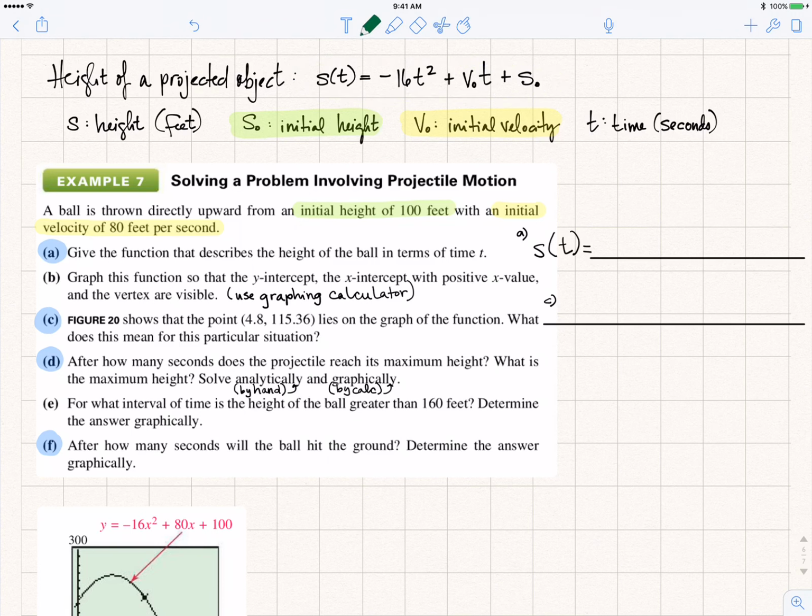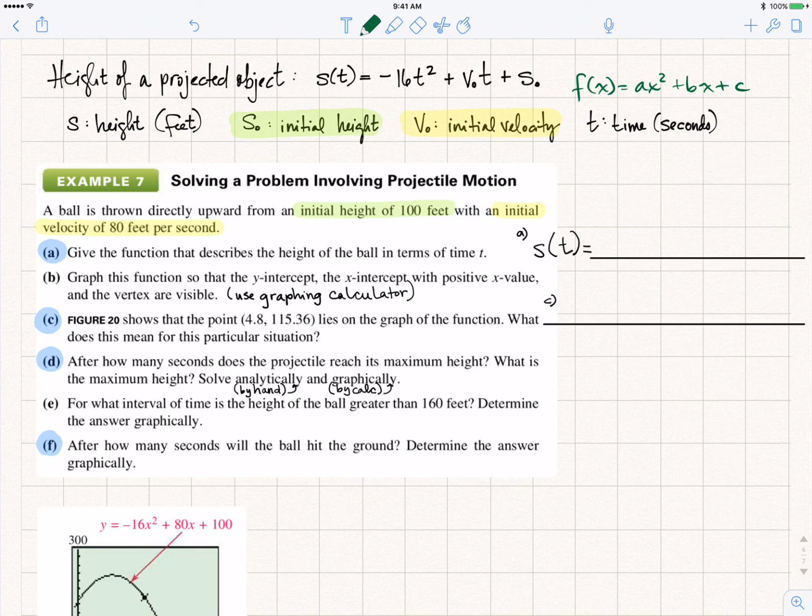It kind of looks like our f of x equals ax squared plus bx plus c, except that my a is a negative 16. My b, this is what we call a v sub 0, and then my c is an s sub 0. Other than that, the only last difference is that my x's are no longer x's, now they're t's, and my f of x's are s of t's. But really, it is the same formula, the same equation that we've used in the past.